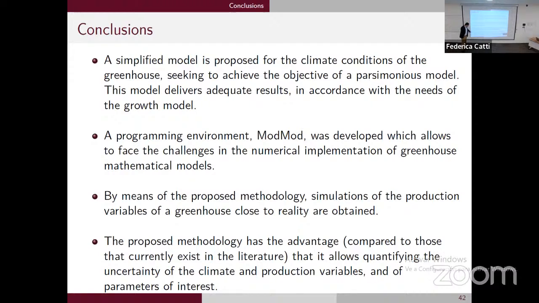And the last one, the proposed methodology had the advantage compared to tools that currently exist in the literature, that it allows quantifying the uncertainty of the climate and production variables and of parameters of interest. This is very important in the context of growing food in greenhouses, because generally when a producer has made a contract, they must predict the production. And the budgets allow them a percentage of error, generally 10%. So it's very important to the producer to quantify the uncertainty of the production of the food.